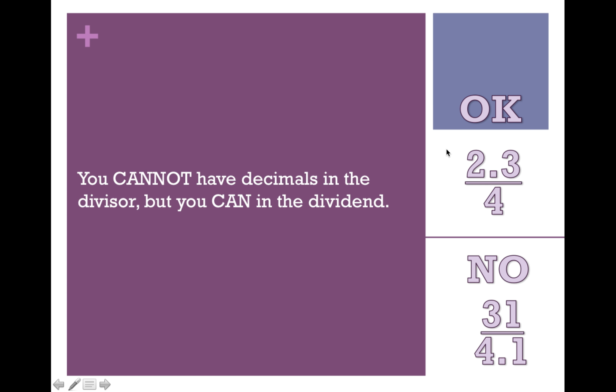So right here, this is okay. 2 and 3/10, a decimal in the numerator, that's okay, because 4, our divisor, is a whole number. This right here is not okay because we have a decimal in the divisor. In this case, we would have to multiply the top and the bottom by 10, and we would get 310 over 41. And then we could divide that. Beyond that, it's just normal division.